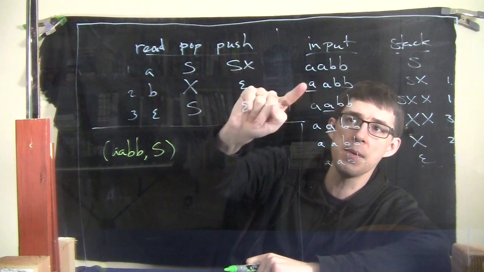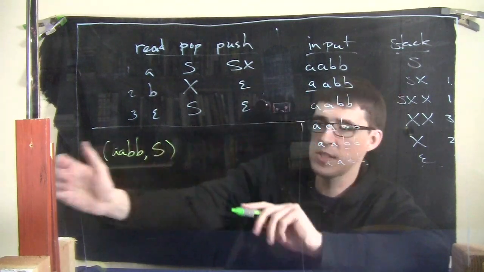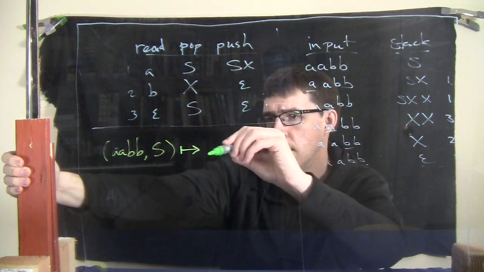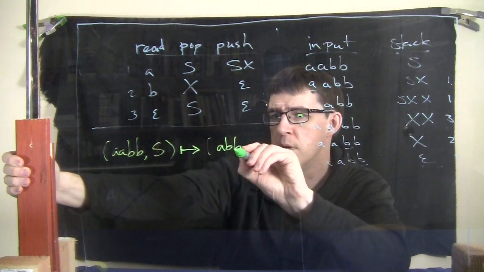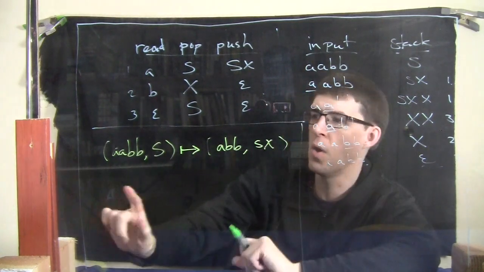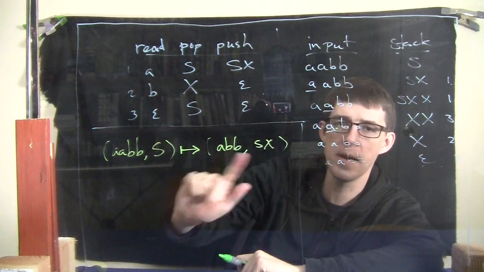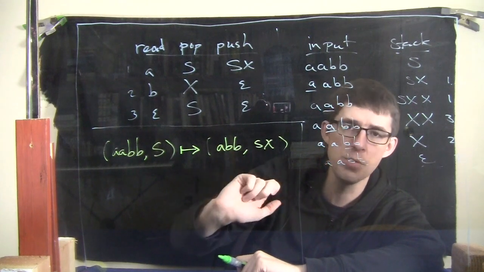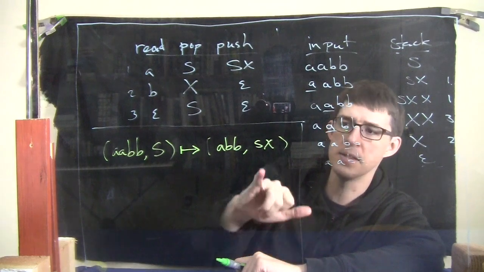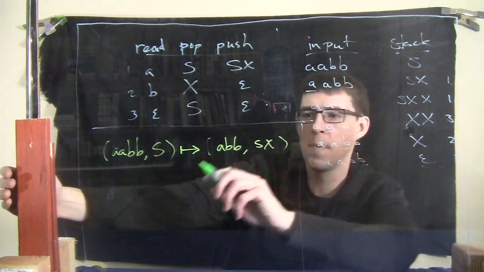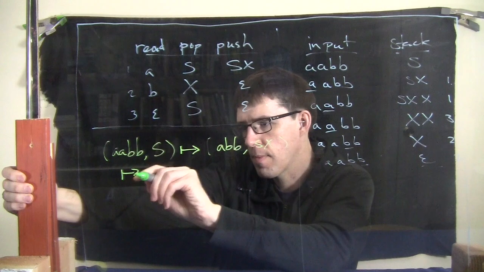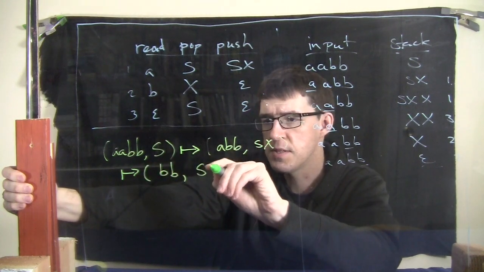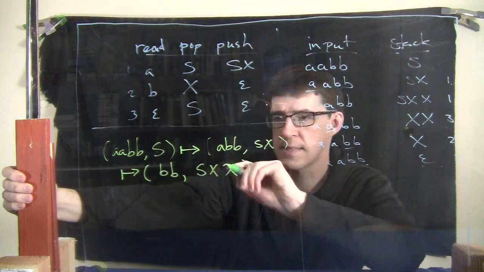When I do the first step, we're going to read the first A and then change the stack to SX. The way this is written in the book is ABB, comma, SX. I read the first A, so I'm not going to write it anymore. Now the string remaining to be read is ABB, and the stack says SX. Then in the next step, we read another A. Now the string remaining to be read is BB, and the stack says SXX.